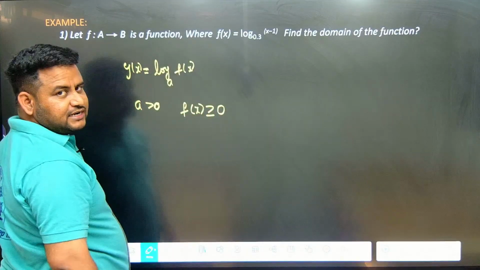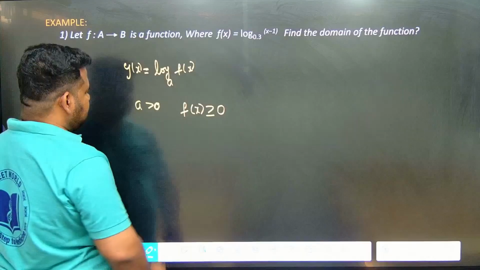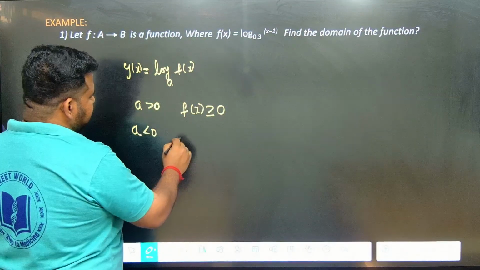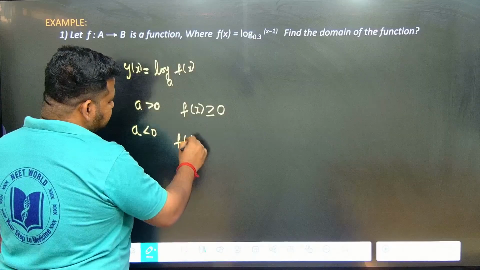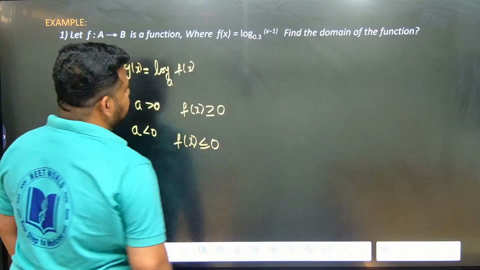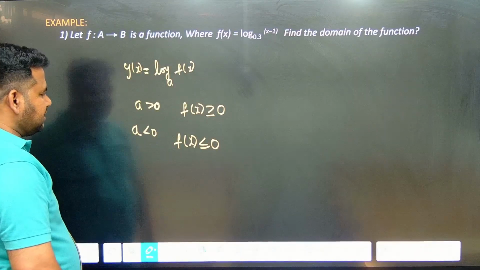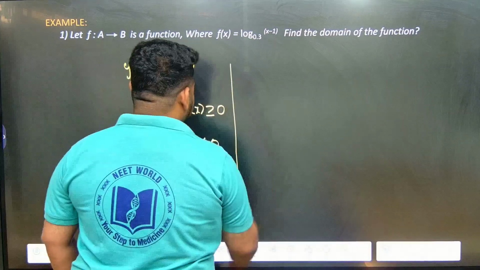If base a is less than 1, the inequality will change. F of x will become less than or equal to 0. Keeping this in mind, let us start this question.